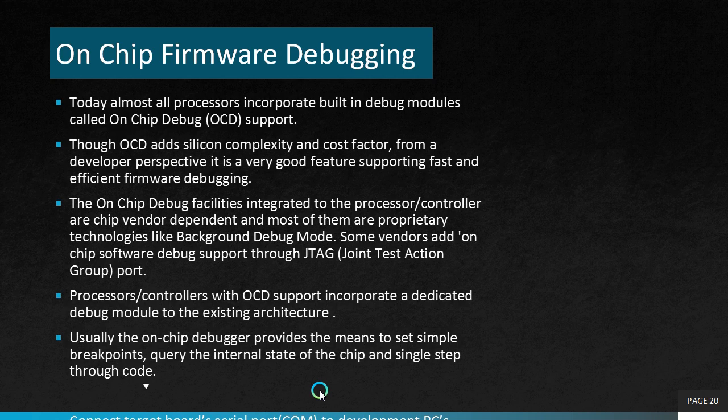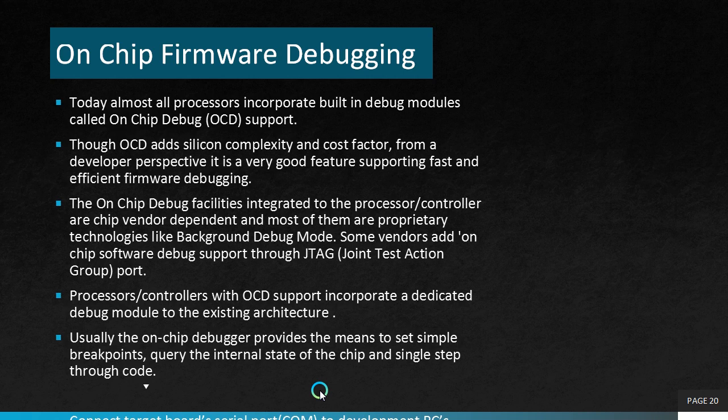Next, that is the last one, that is on-chip firmware debugging. Today, almost all processors incorporate built-in debug modules called on-chip debug, OCD, support. Though OCD adds silicon complexity and cost factor, from a developer's perspective, it is a very good feature supporting fast and efficient firmware debugging. The on-chip debug facilities integrated to the processor or controller are chip vendor dependent, and most of them are proprietary technologies like background debug mode.